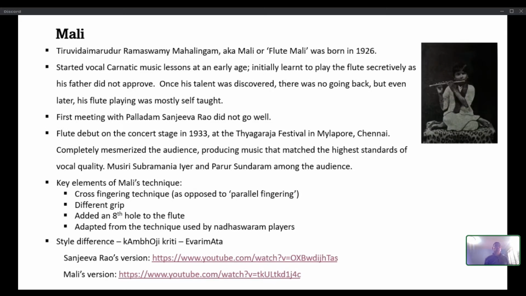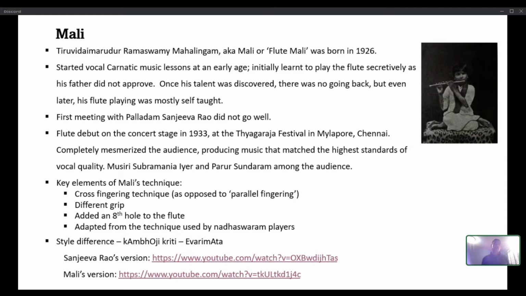His full name is Thirurai Marudur Ramaswamy Mahalingam, known as Flute Mali. He was born in 1926, and he was one of 6 siblings. He started Carnatic vocal lessons at an early age. He had a brother who was learning flute. The same teacher also taught flute and harmonium, but his main thing was vocal music. Mali was completely forbidden to play the flute because he was of frail health, and his father thought that playing the flute and blowing the air would be very deleterious to his health. So he was not allowed to play the flute.